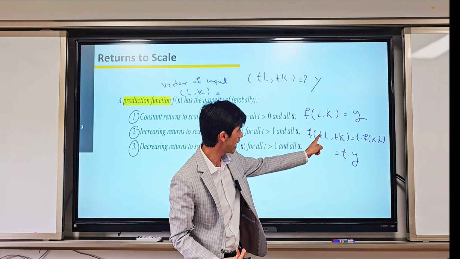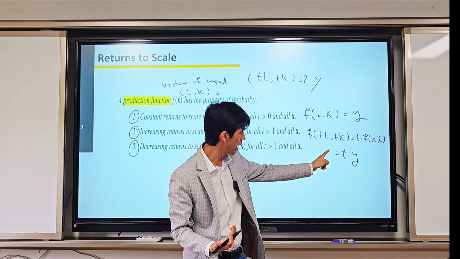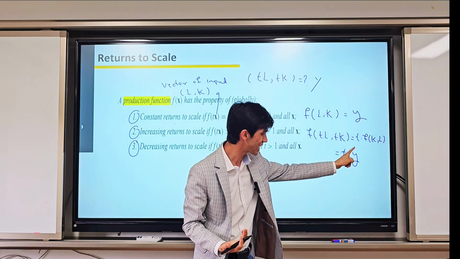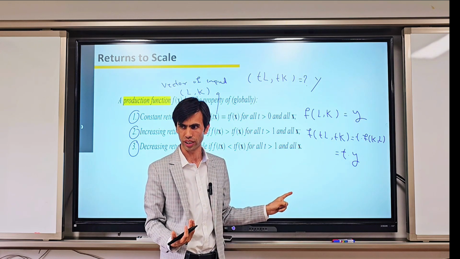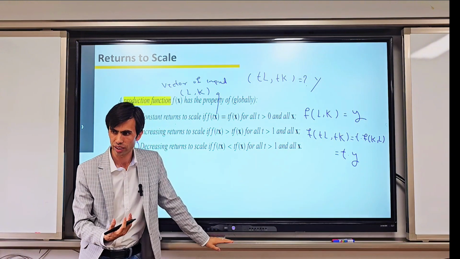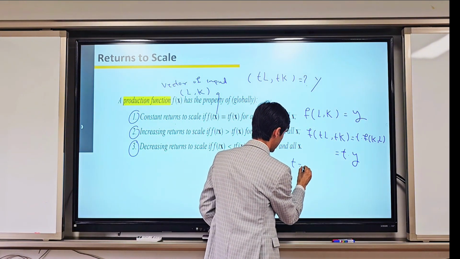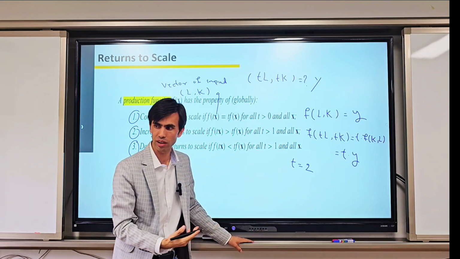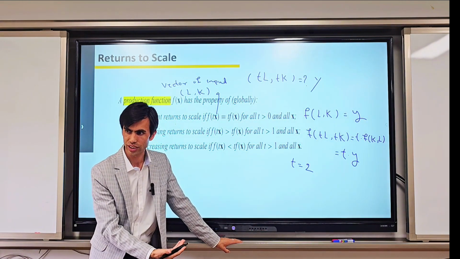When we increase the inputs by some factor t, if our output increases exactly by the same factor t, it's constant return to scale. Or in a numerical way, for example, if t is equal to 2, if we double our inputs and our production is also doubled, then it's constant return to scale.